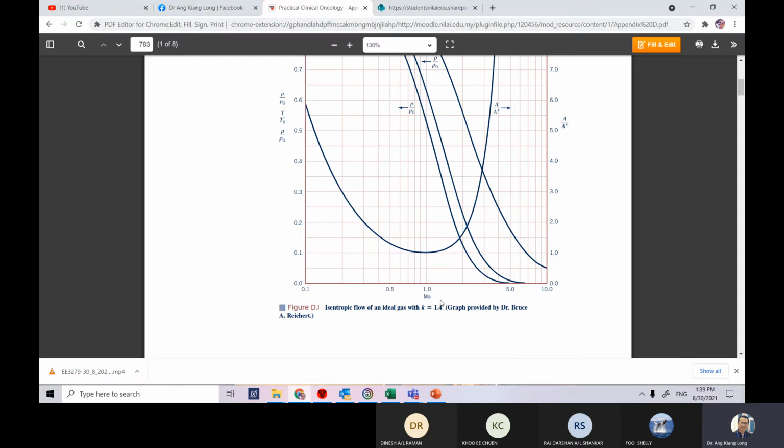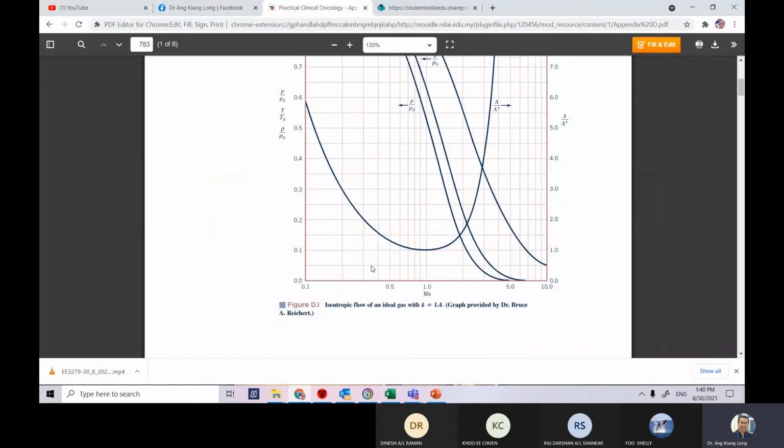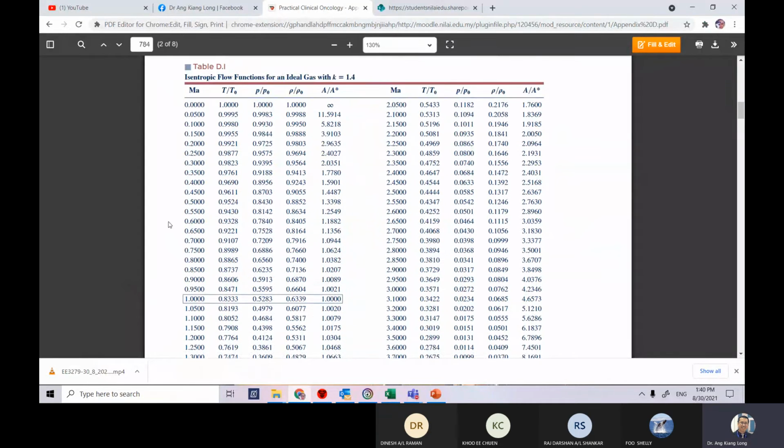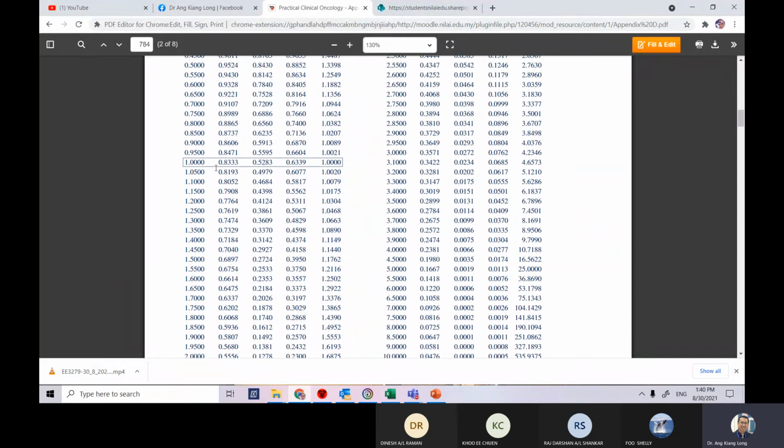Again, Mach number 1 is the sonic scenario. So you move up, touch this point, move to the left, and you get the pressure ratio, which is 5 point something. Okay, you get 5.28. Or if you go to this chart, table D1, Mach number 1, you move to Mach number 1 here.